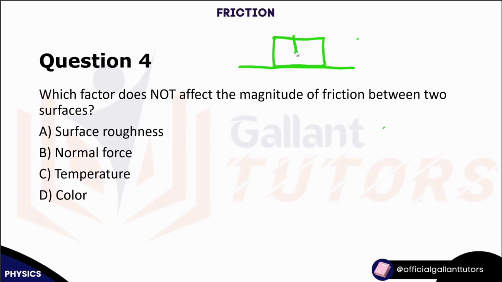I told you that normal reaction is opposite but equal to the weight. So if it's equal to the weight, that means normal reaction will affect friction. In short, whenever you see a formula, it tells you a lot about what affects that quantity. Like now, friction is affected by normal reaction.